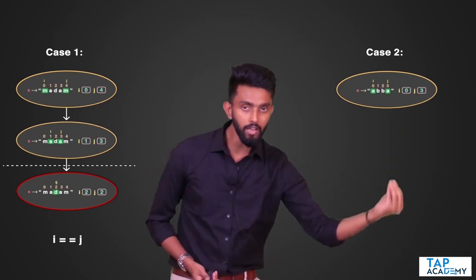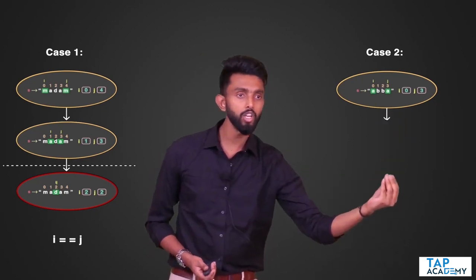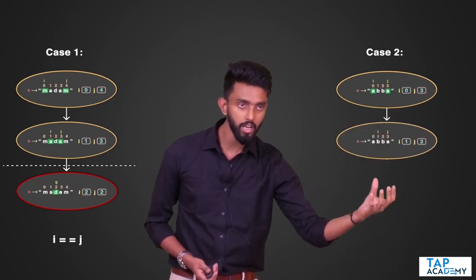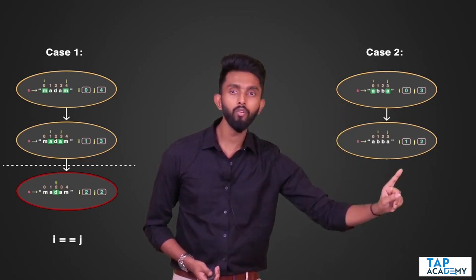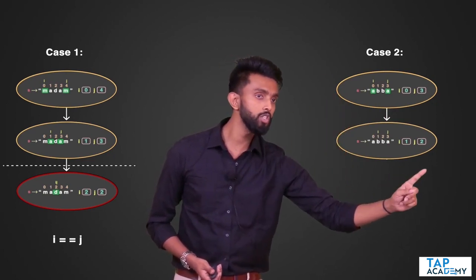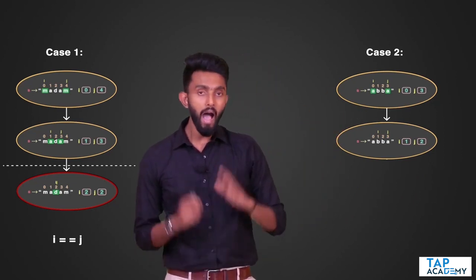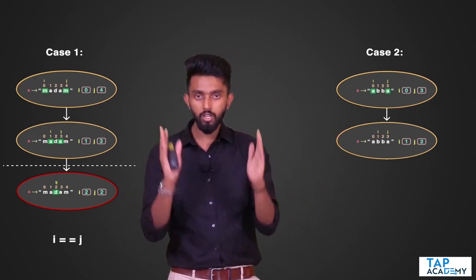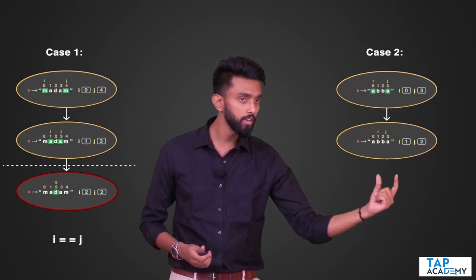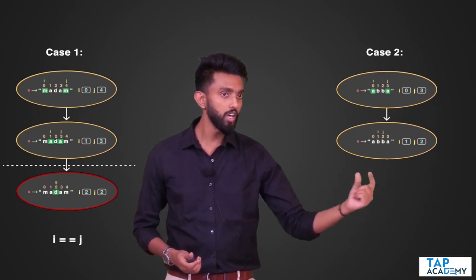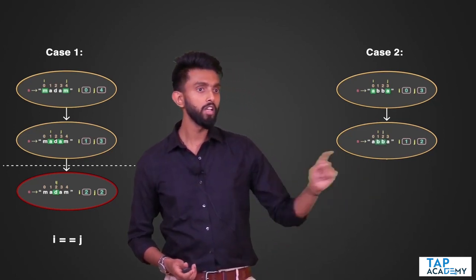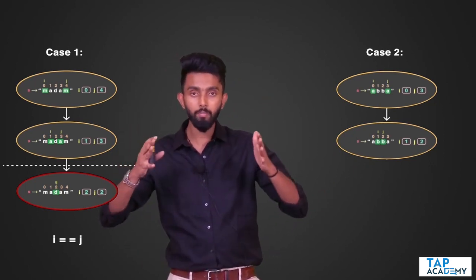Which means now I will recursively call the same function again by passing the same string, but I will increase the value of i and decrease the value of j. i becomes 1, j becomes 2. Again check, is the character at the ith position the same as the character at the jth position? As you can see, they are equal, which means it is still a palindrome.